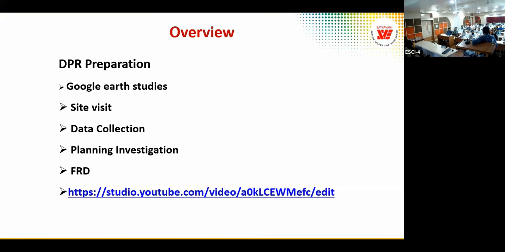The next most important thing, after all this site visit, Google Earth studies and data collection, is that we plan the investigation. What are all the investigations that we have to carry out? I'll give the details of the investigations as we move forward, but initially, we have to plan them. So what are the investigations required in a project? Topographic survey. I tell you, in most projects, the mistake or error people make is in planning the topographic investigation: what should be the level grid data to be collected for a given site?